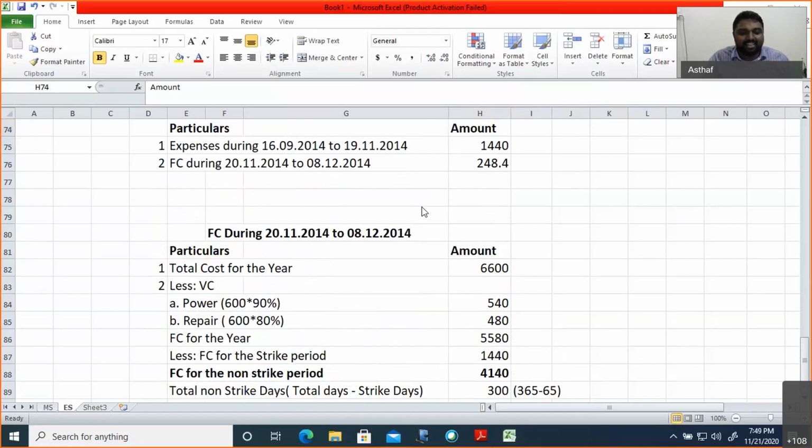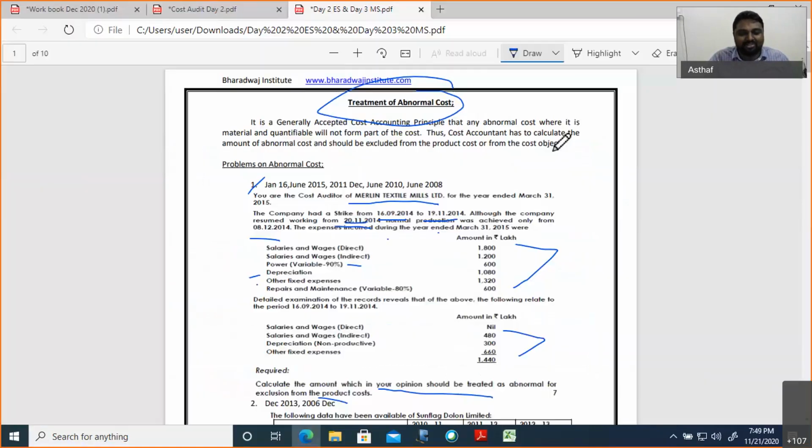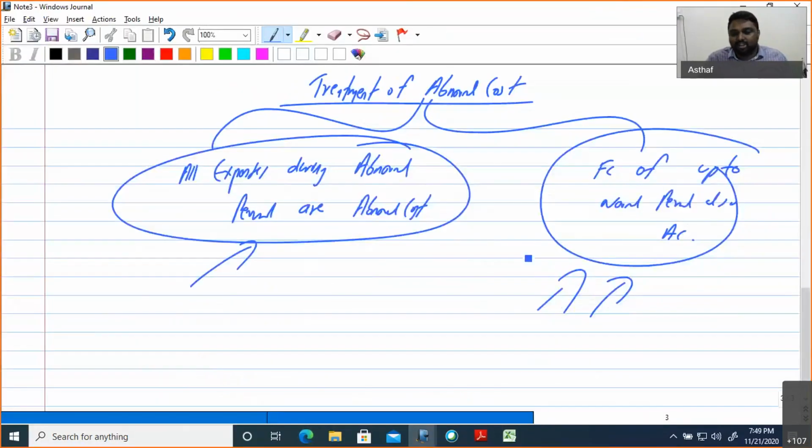See, the answer is over. That's all. This is the total abnormal cost. The logic is purely based on this point. That is what we were discussing.